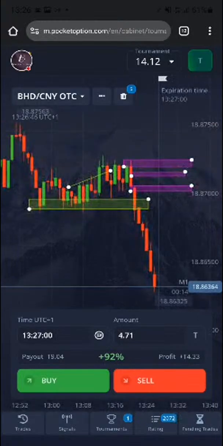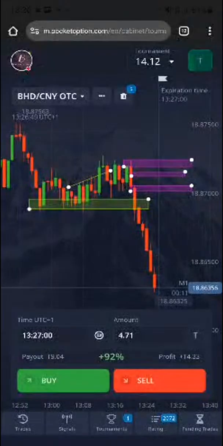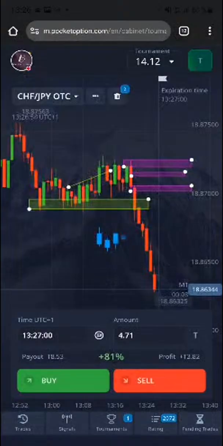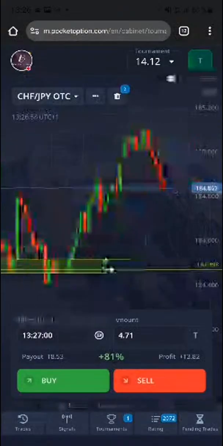So the price comes back into that entry now. We can take a very good trade. So we have it in the favorite section. Let's cycle through the favorites and see.